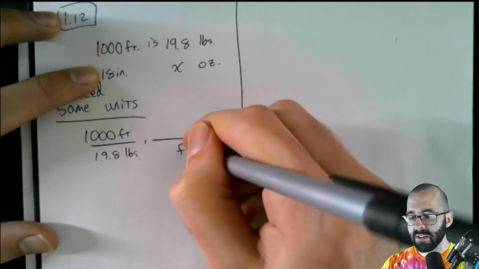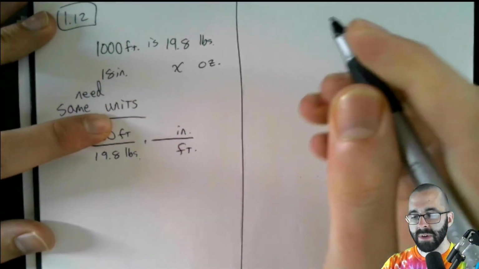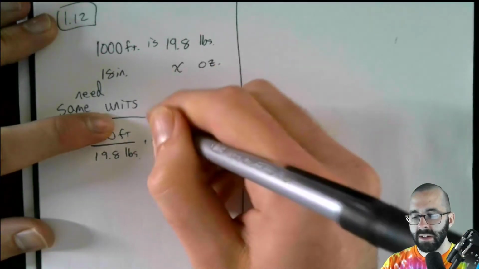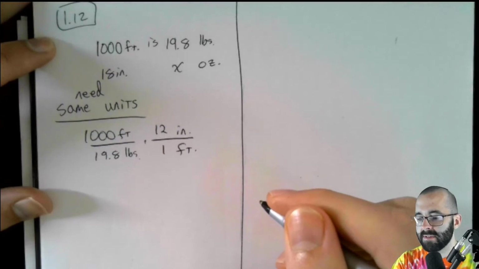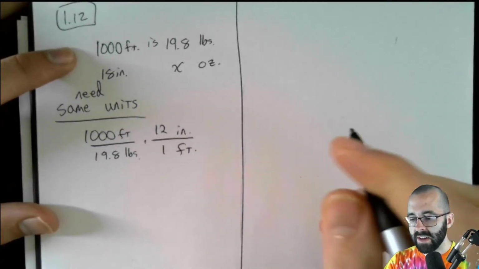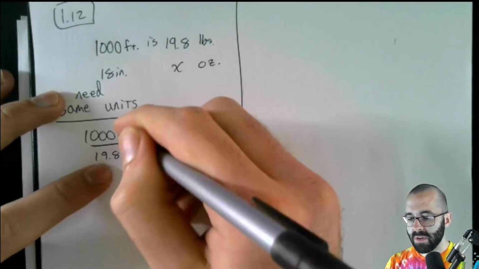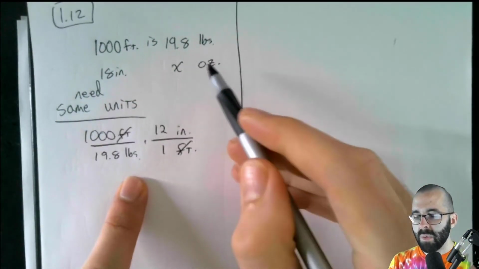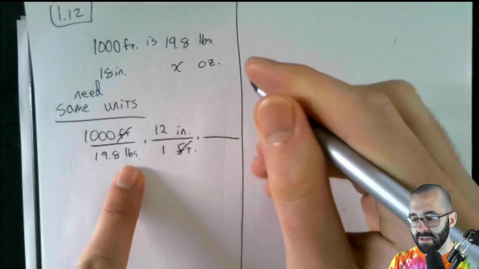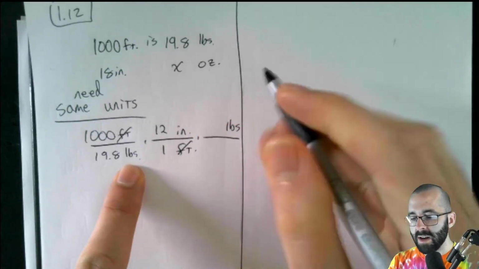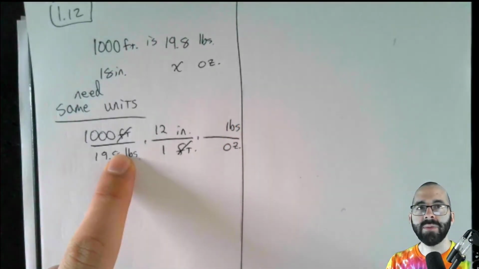To convert, feet has to be on the bottom so they cancel. Inches are going to be at the top. How many inches are in a foot? There are 12 inches in 1 foot. Great. So we can multiply this out, and now we have inches on the top, which is great. But we also need ounces. So we need to cancel pounds. Pounds has to be on the top so it cancels. Ounces are going to be on the bottom.